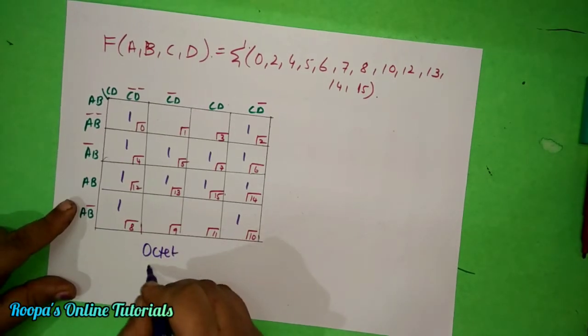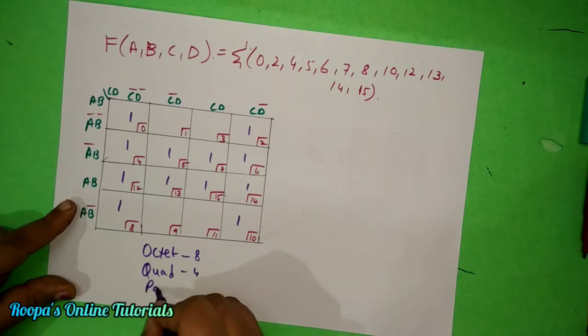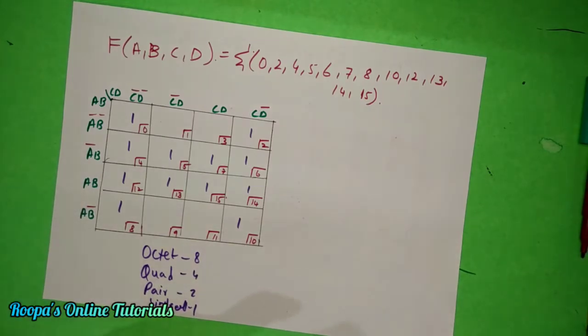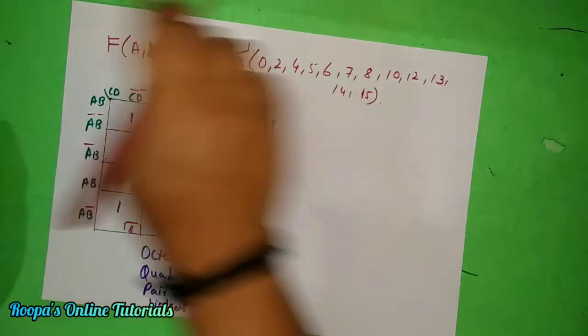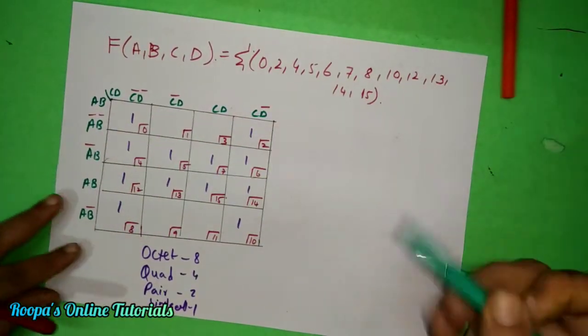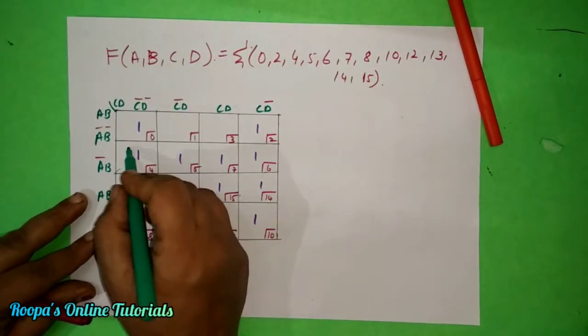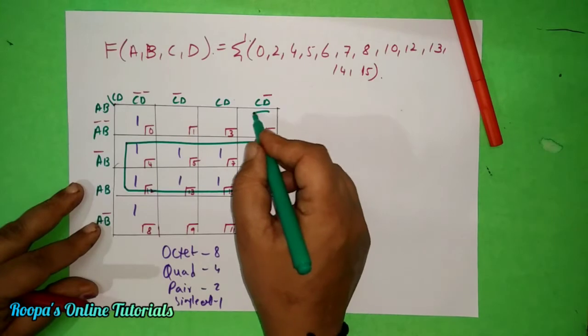Look for octet, then quad, and then we are going for pair and then a single cell. Okay, so you have to remember this order when you are marking. So here, what is the octet that we get? If you see immediately, 1, 2, 3, 4, 5, 6, 7, 8. 8 cells are there. Okay, and then there you have a map rolling.